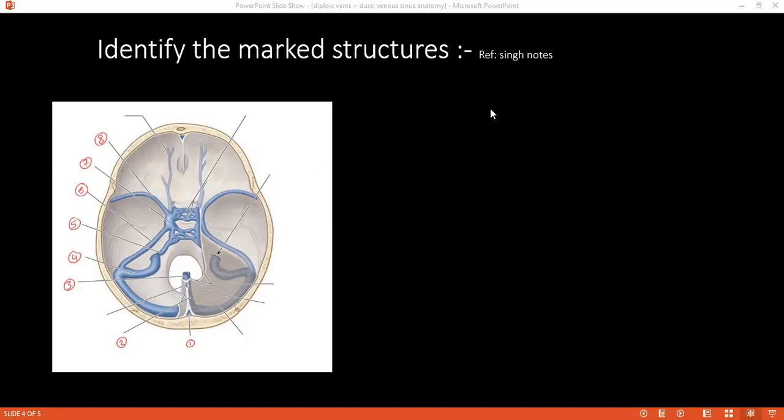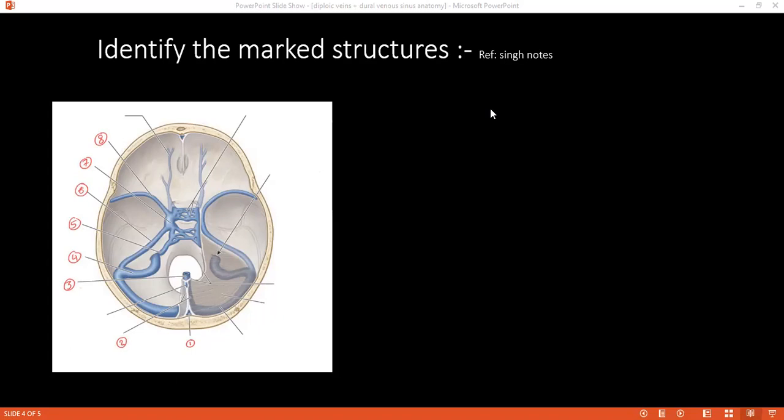Okay. What happens when there is inflammation that leads to thrombosis of the cavernous sinus? There is an area on the face just lateral to the nose, which is supplied by the facial vein, and there are tributaries connected to the cavernous sinus through the ophthalmic veins. If there is infection in that area, it can spread into the cavernous sinus and cause cavernous sinus thrombosis. Why? Because these veins are valveless.